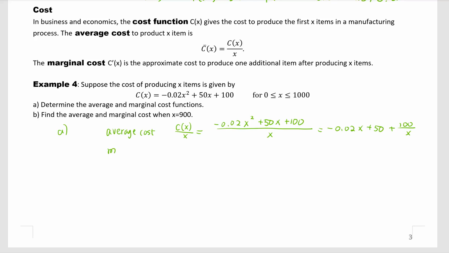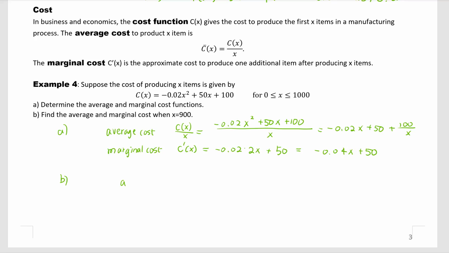How about the marginal cost? Well, that's the derivative of the cost function. So that's minus 0.02, constant multiple, right? Times 2x plus derivative of 50x is just 50. So we have minus 0.04x plus 50. Part B, find the average and marginal cost when x equals 900.